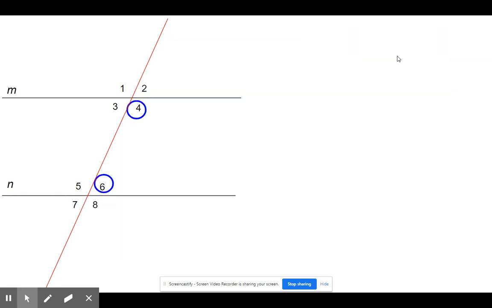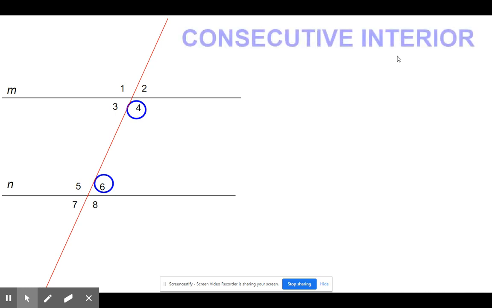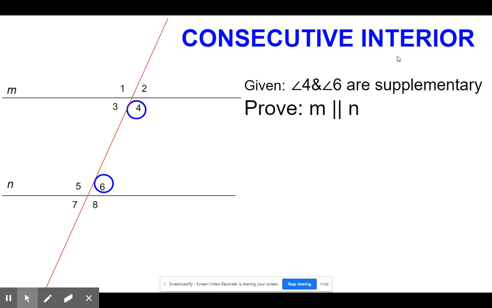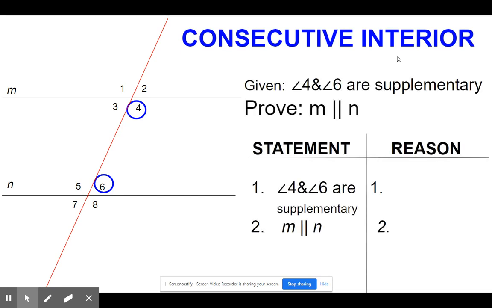Lastly, 4 and 6. What type of angles are 4 and 6? Consecutive interior angles. Given that 4 and 6 are supplementary, our proof statement will look as so. Given that 4 and 6 are supplementary, and our if-then statement, given for us: if consecutive interior angles are supplementary, then lines are parallel.